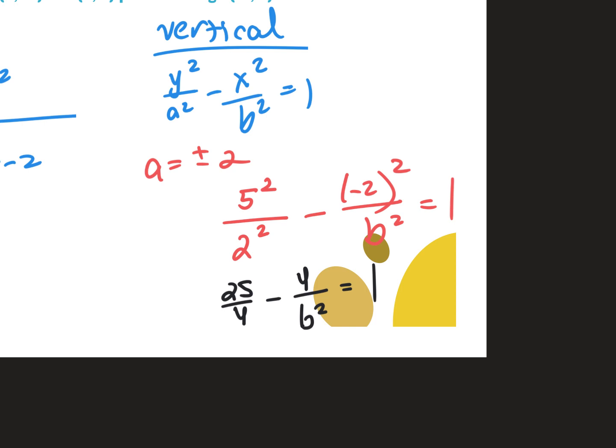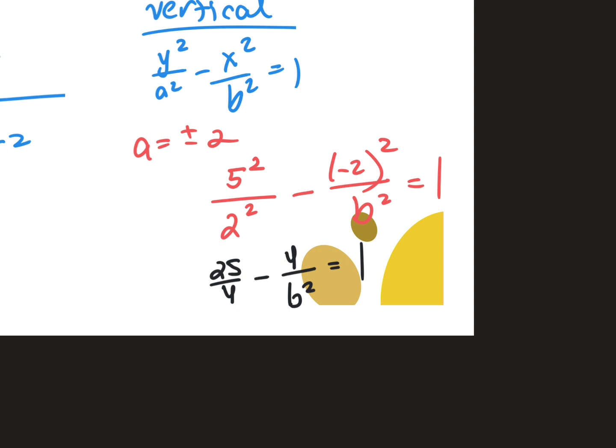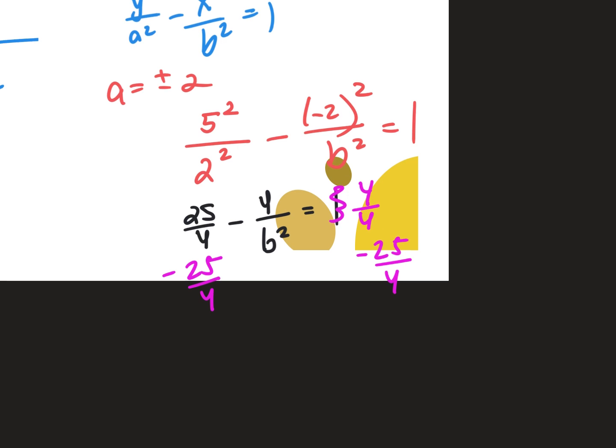I want to get b squared by itself, so what do I have to do first? I have to subtract what? 25 over 4. Are you guys okay with me going like this? I'm going to change this to 4 over 4. Why? Because when I say minus 25 over 4, minus 25 over 4, I need a common denominator. So we would have had to do it at that step anyways. But this brings us to negative 4 over b squared equals negative 21 over 4, right?